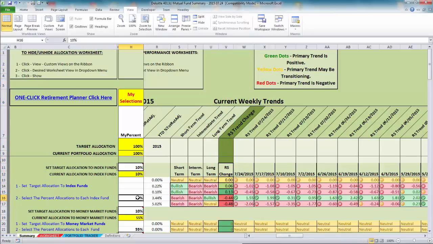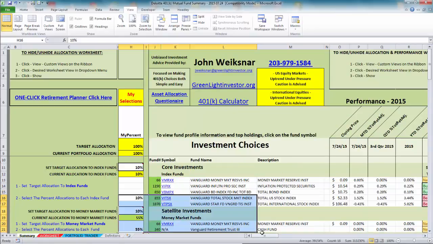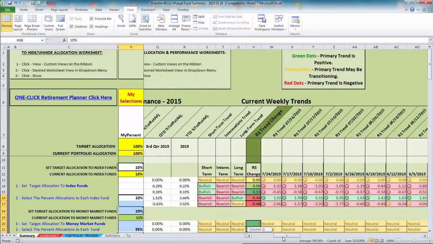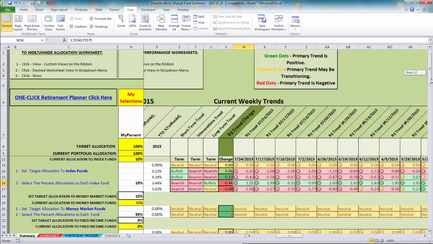When we look at our first index fund, let me slide that back over. We have a 10% allocation, and we're seeing in the long-term trend, we're still green or bullish. And to the right of that, we're still positive, but we are showing weakness on a week-over-week basis. So with the two green lights, we're still fine in that, so there's no action needed.